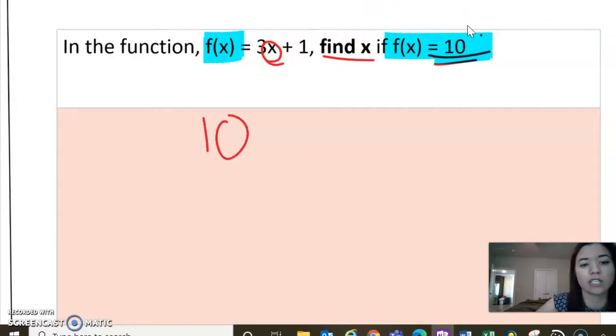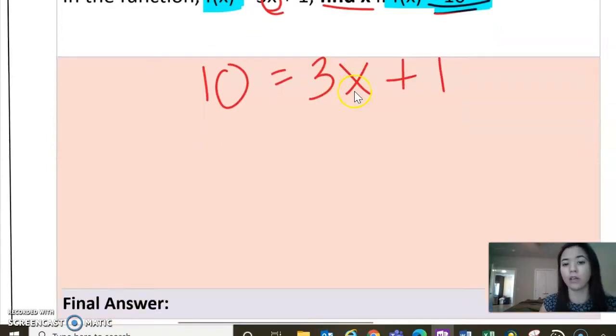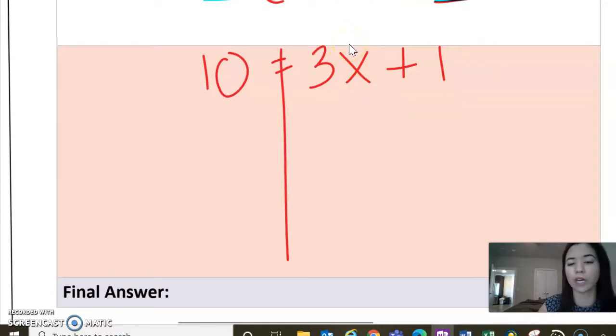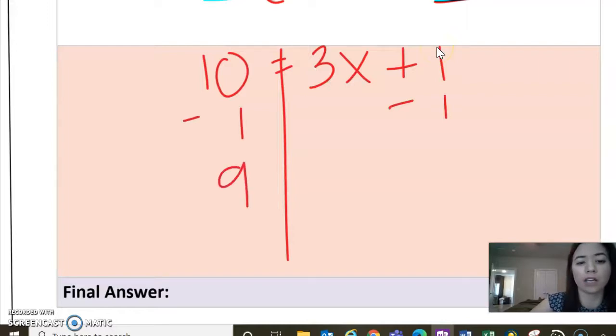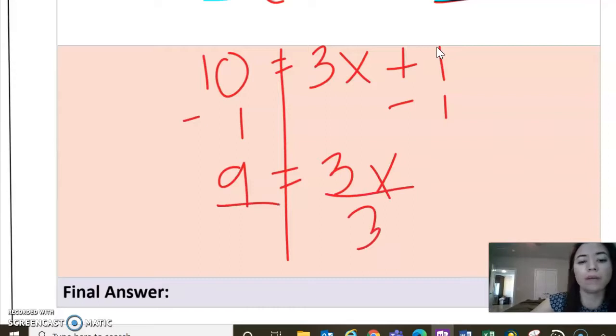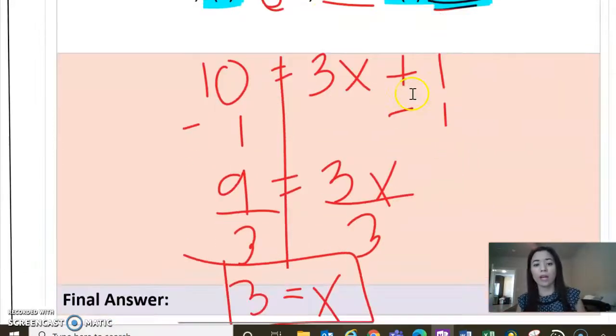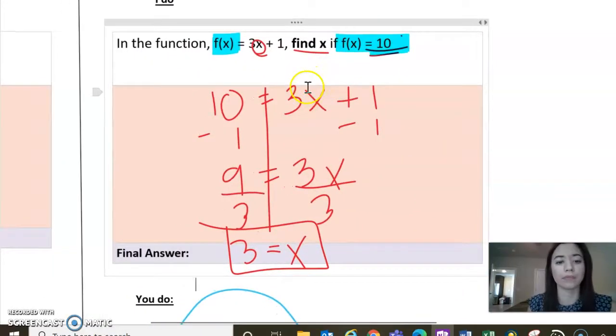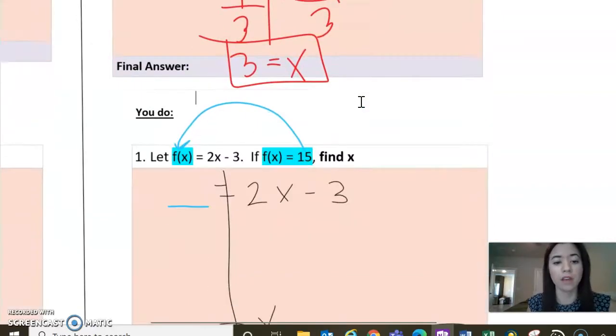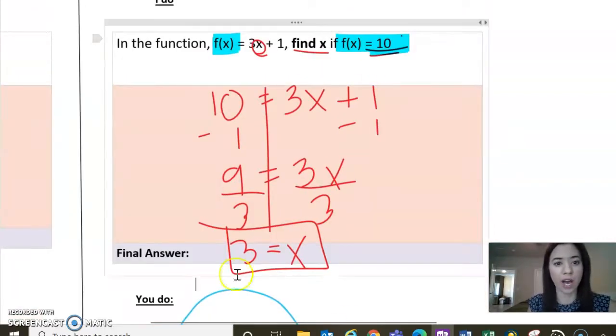So I got out a 10 from the function of 3x plus 1. Let's figure out what we put in to get 10. So we just solve this equation. I first get rid of any addition and subtraction, and I get 9 equals 3x. We then divide by 3. And we get 3 equals x. So that means in order to get out a 10, we had to put in a 3. Okay. Again, make sure you have that.